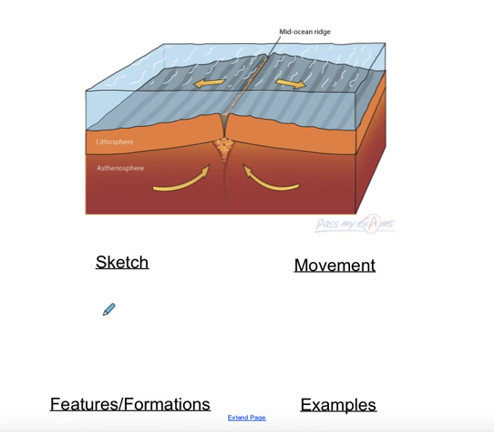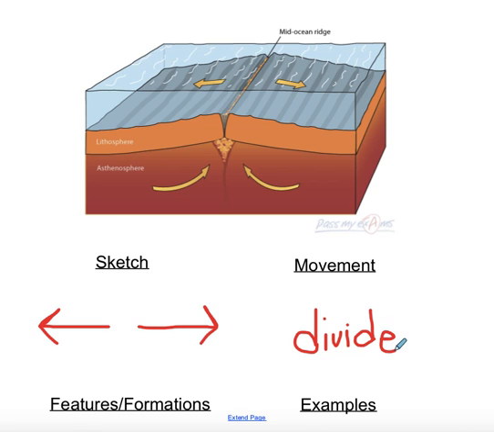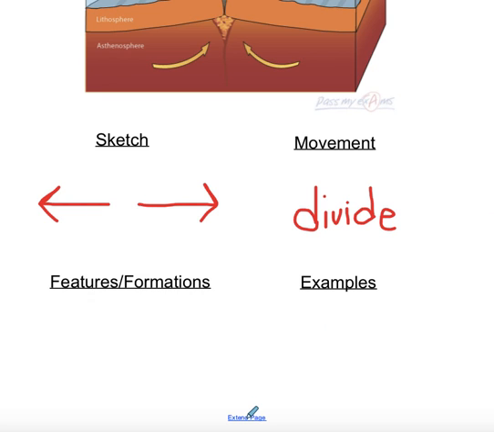So we're talking about plates dividing at a divergent boundary. In the box that says sketch a boundary for divergent, you're going to draw two arrows, and they're going to be pointing away from each other. Divergent, divide. You need to remember that. We're going to write divide. That's our movement. Remember, divide means move away from each other. They move apart. Divergent, divide.